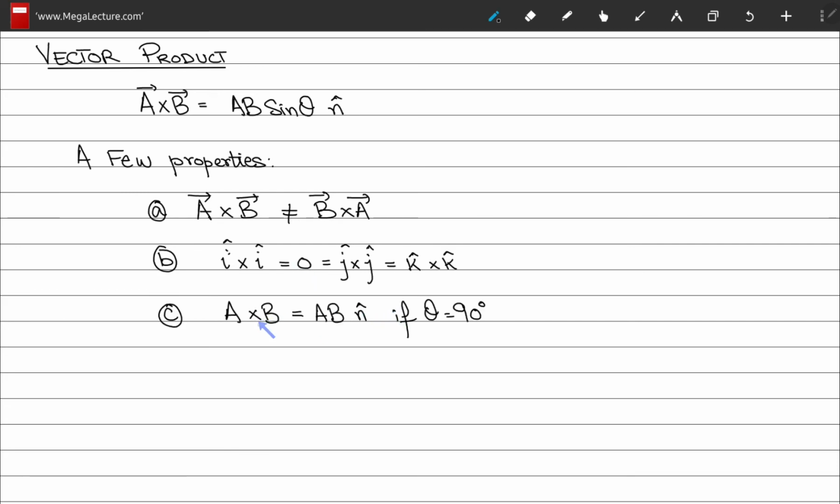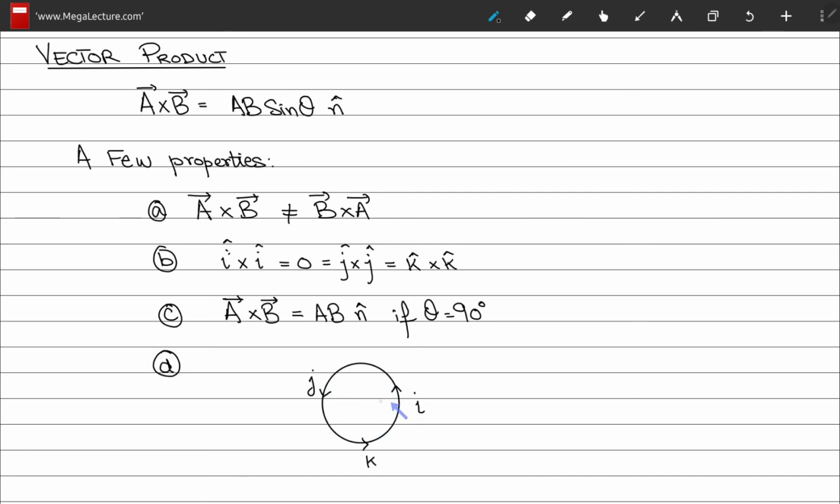Next, we have vectors a and b, and suppose that these vectors a and b are perpendicular to each other, so that the angle between these two vectors is 90 degrees, then the result is simply a b n hat, because sine of 90 degrees is 1.